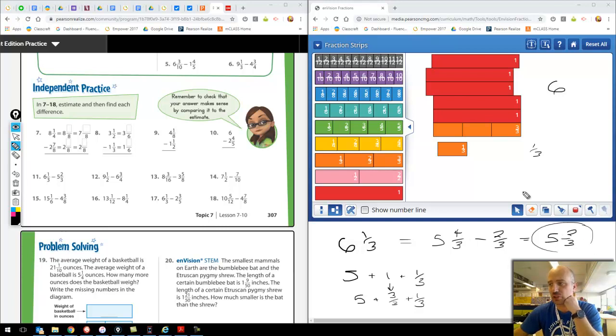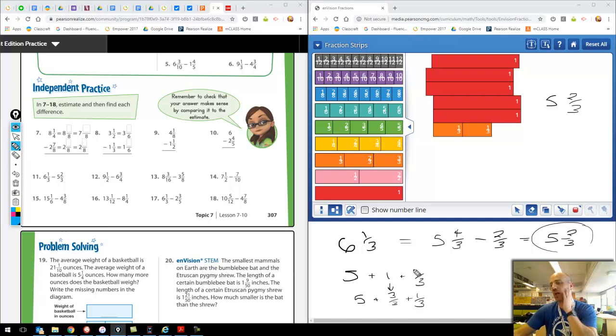So I get a total answer of 5 and 2/3. Up here in my model, if I select this one and break it apart, and take away 2/3, 1, 2, I am left with not 6 and 1/3, but now I'm left with 1, 2, 3, 4, 5, and 2/3. And so that's correct. The big aha moment happened right here when we took our 1 and changed it into 3/3, and that allowed us to add it up and get 5 and 4/3. Okay, let's try it one more time.